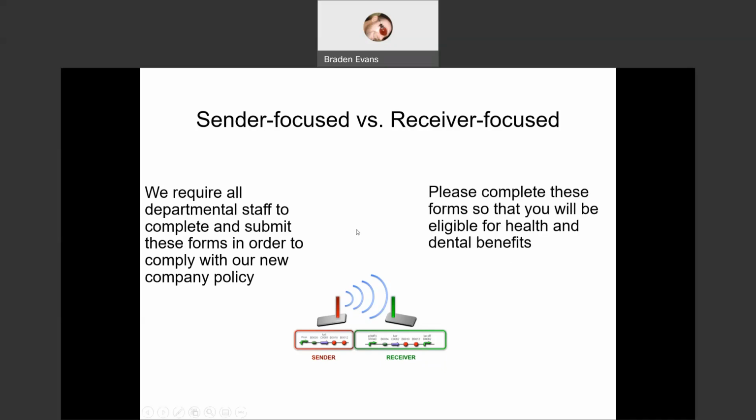What if we said it like this? Please complete these forms so that you will be eligible for health and dental benefits. Oh, now it makes sense. Now, okay, maybe I don't love filling in forms, right? Nobody likes to do lots of paperwork, but this is important stuff, right? I got to do this paperwork so that I can get my benefits for health and dental, right? So of course I'm going to do that. So you're saying the same thing, right? But you're highlighting what is in it for the reader in our second example.